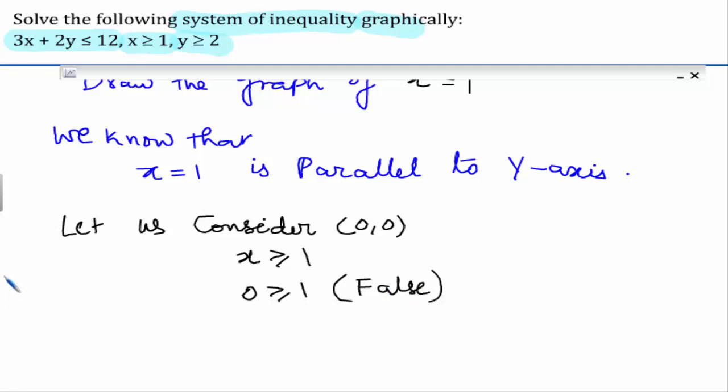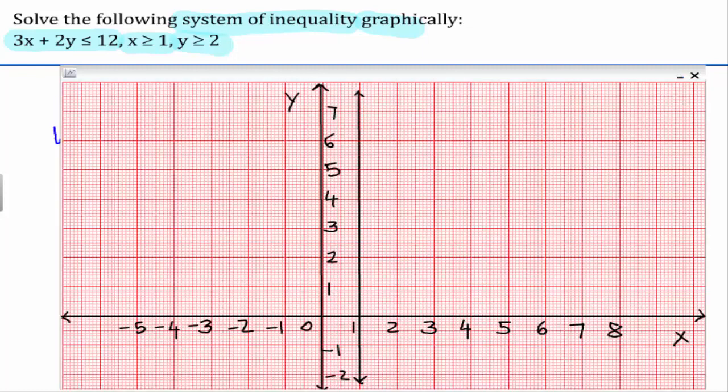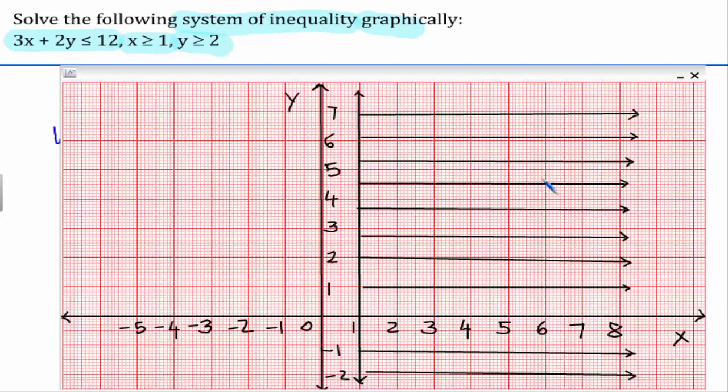So 0 greater than or equal to 1, which is a false statement. So therefore, the origin, the point which you have selected, is not included in the region, that means we draw the region opposite to the origin. Now here is the region which is represented by the inequality x greater than or equal to 1.